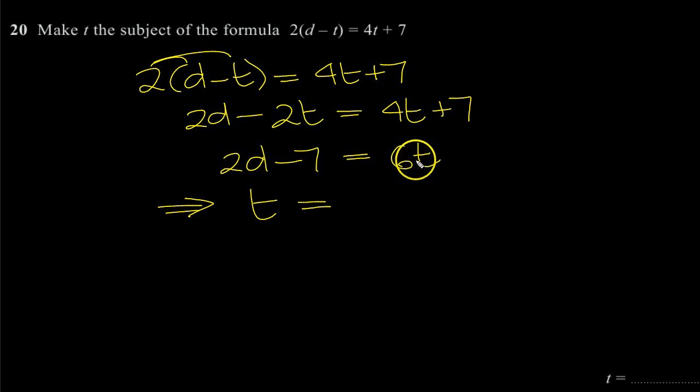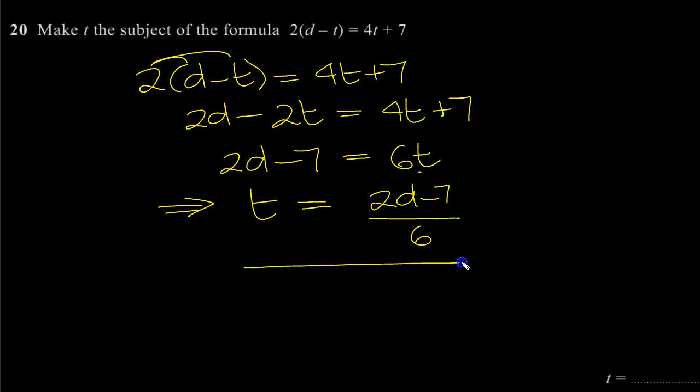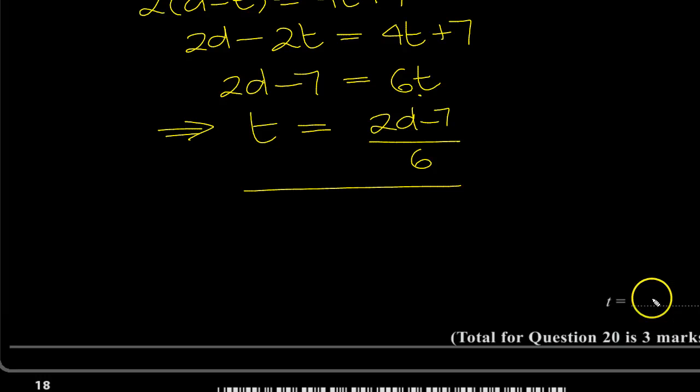If we look at it, we can see that t is equal to the 2d minus 7. And we can move the 6 from times down to divide. And I've written it down from right to left. So t is equal to 2d minus 7 all over 6.